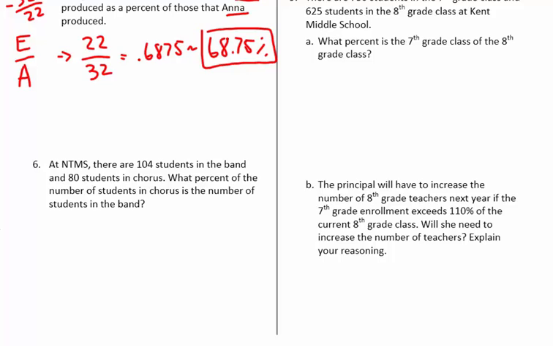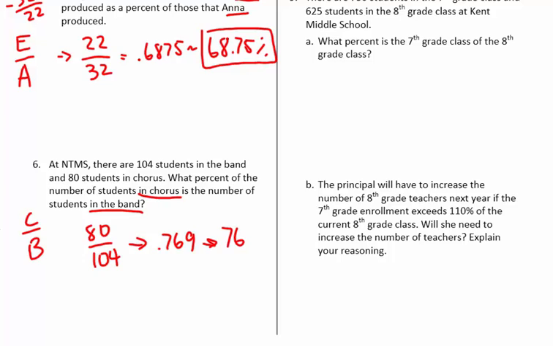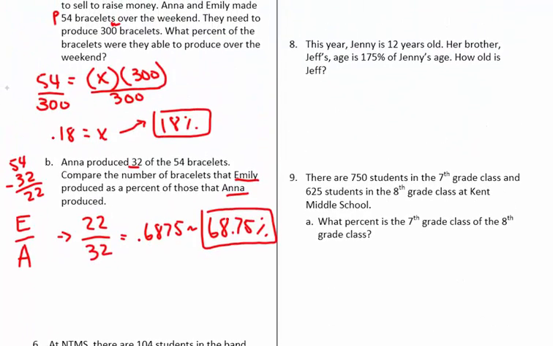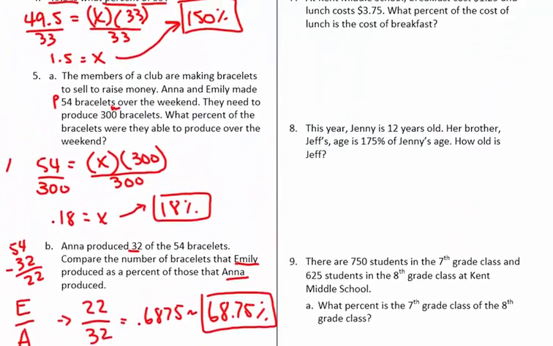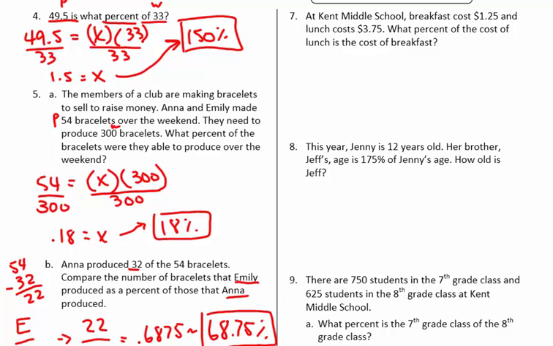Number 6, at NTMS, 104 students are in band, 80 are in chorus. What percent of the number of students in chorus is the number of students in band? So we're doing chorus compared to band. So chorus was 80, band is 104. I write that as a decimal, 0.769, which when we convert it and we move it 2 places to the right, is 76.9% is my answer. So we can compare one number to another as a percent. It's taking the ratio and making it as a percent instead of a decimal.